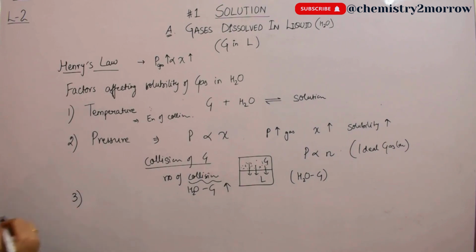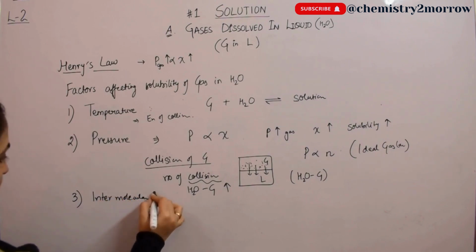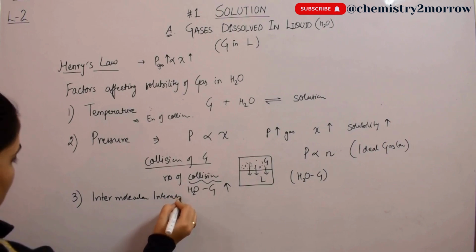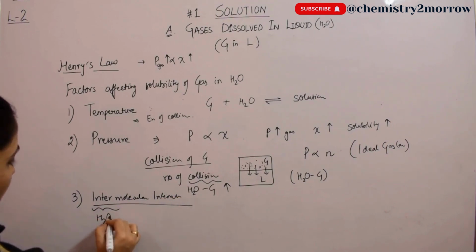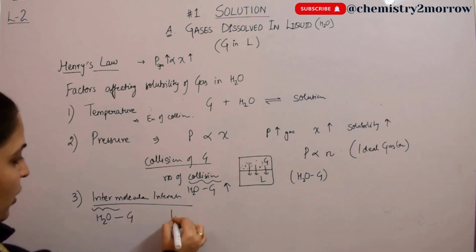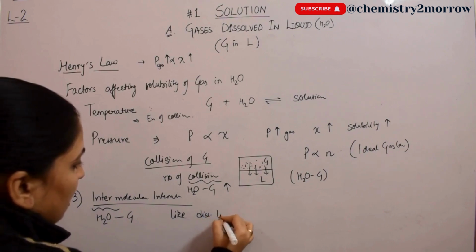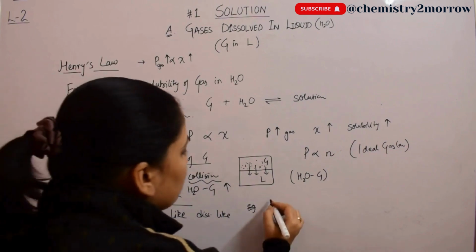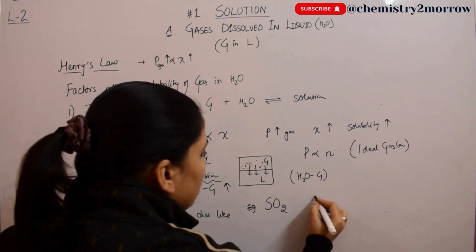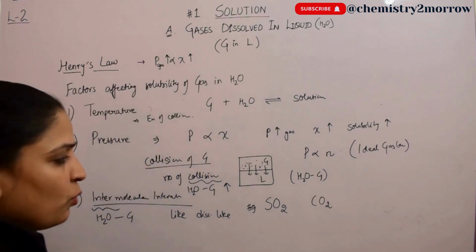Now the third factor it depends on is intermolecular interactions. Intermolecular means the interaction between water and gas. So as we know, like dissolves like. For example, if I am comparing the solubility of SO2 and CO2, which one do you expect to be more soluble?